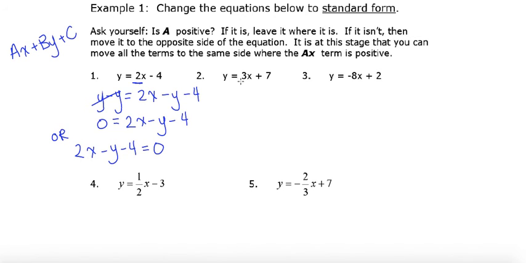Next one. Here's my 3x. This is my A term. Right now my 3 is a positive value, so I'm going to keep my 3x on the right-hand side. I'm going to move my y to the other side. This might be a good strategy for you to do as well. So I'm going to subtract y from my right-hand side, like I did here, or you can think about it as moving my y to the other side and subtracting. So I'm left with 0 and then 3x - y + 7.